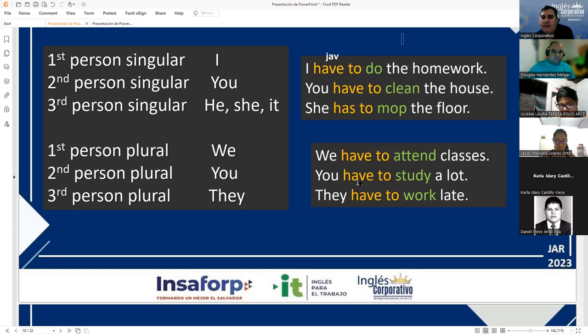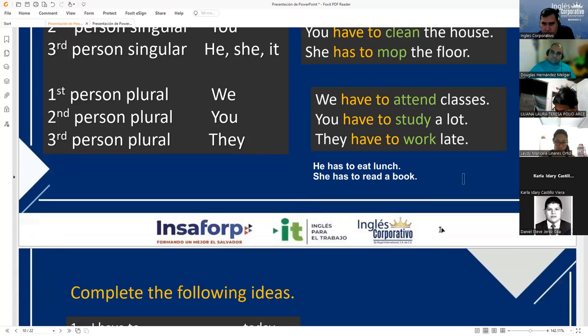We have to attend classes. You have to study a lot. They have to work. Remember that we always say, he has to. He has to eat lunch. She has to read a book.